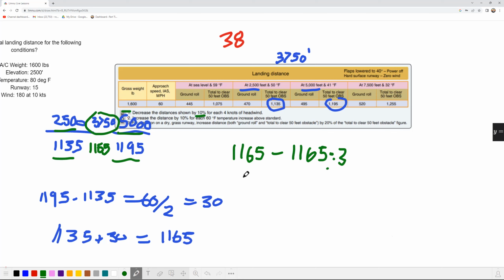1165 times 0.3 is 349.5, minus 1165 is going to give us 815.5. And that is our answer. So we interpolated first, then we used the notes. You kind of have to do this one step at a time, and you have to interpolate because, again, 3750 is directly between the information that we're given. And we don't have that exact number, so we have to interpolate.